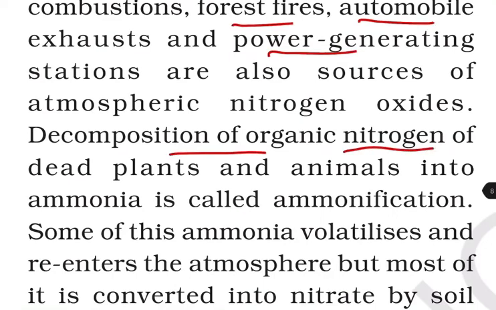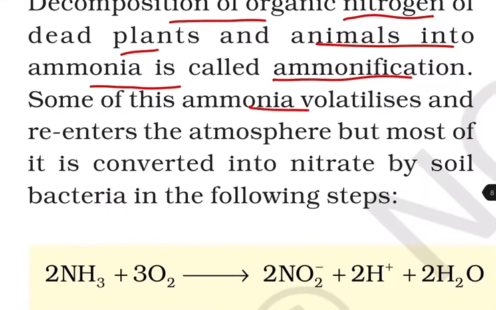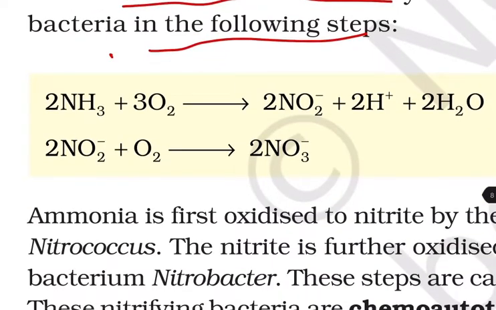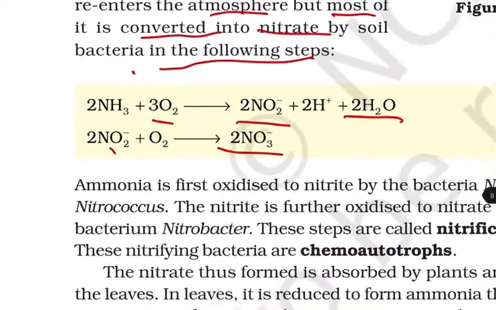Decomposition of organic nitrogen of dead plants and animals into ammonia is called ammonification. Some of the ammonia volatilizes and re-enters the atmosphere, but most of it is converted into nitrate by the soil bacteria in the following steps. 2 mol of NH3 plus 3 mol of oxygen form 2 mol of nitrite, NO2 minus, and 2 mol of H plus and 2 mol of water. And here 2 mol of NO2 minus plus 1 mol of oxygen forms 2 mol of NO3 minus.